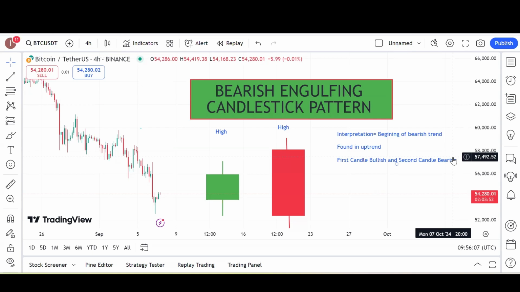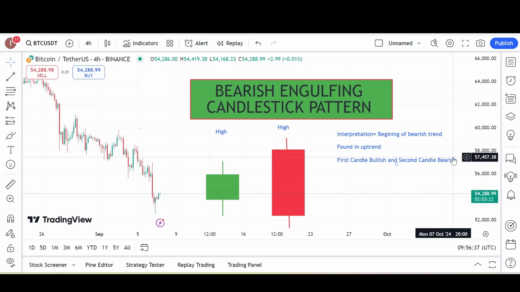Hello everyone. Previously we studied the bullish engulfing candlestick pattern, and today we study the bearish engulfing candlestick pattern. This is the complete opposite of the bullish engulfing candlestick pattern and vice versa. These are two-candlestick patterns, which means it needs two candles to be valid. The first one is bullish and the second one is bearish.